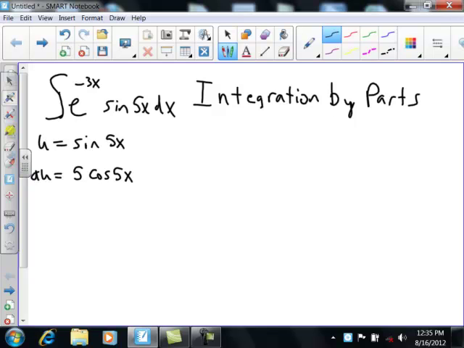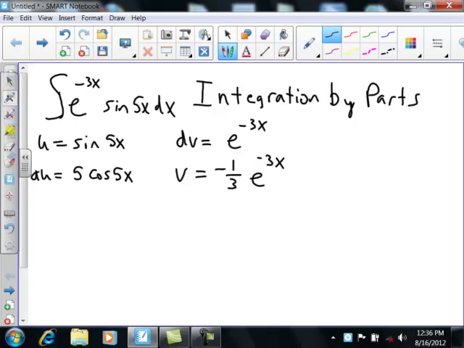Always when you're doing integration by parts, you assign something to u and you also assign something to dv. In this case, dv for me is going to be e to the negative 3x. So v, if I integrate e to the negative 3x, I need a negative 1/3 in there, so that when I take its derivative, I just get e to the negative 3x. So the integral of dv, which gives me v, is negative 1/3 e to the negative 3x.